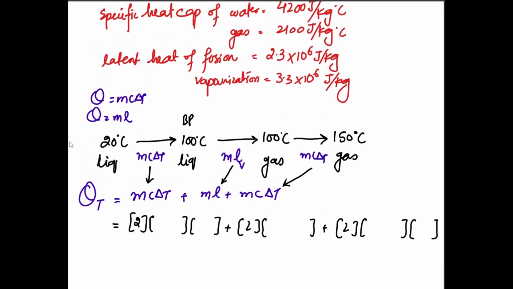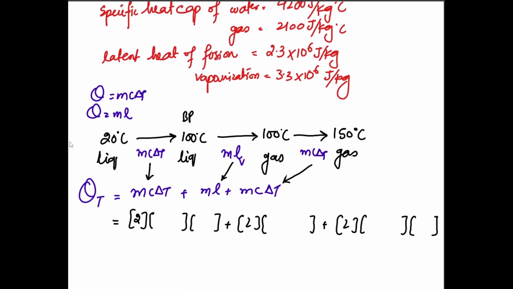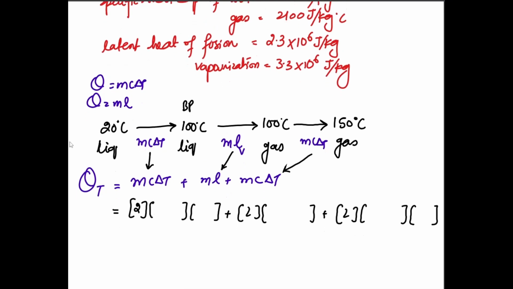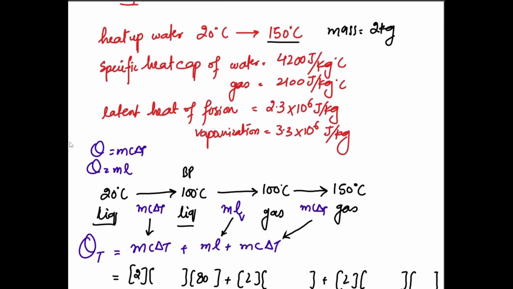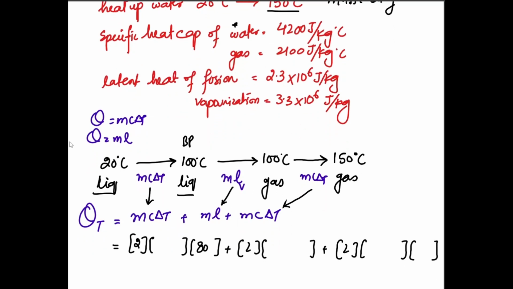For the first stage, I see that this is increasing from 20 to 100, so that is basically 100 minus 20, or I can directly write down that this is a change of 80 degrees centigrade in place of ΔT. And in the first stage, I see that this is still a liquid, or you can say it is still water. So I should be choosing the specific heat capacity of water rather than the gas. So for the first stage, I will use the value for c as 4200, right?